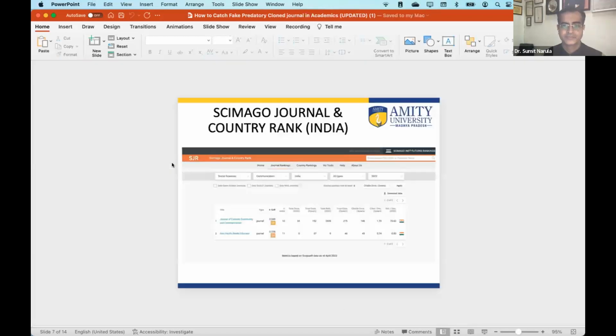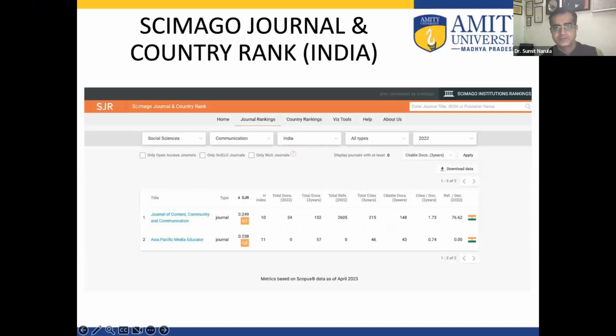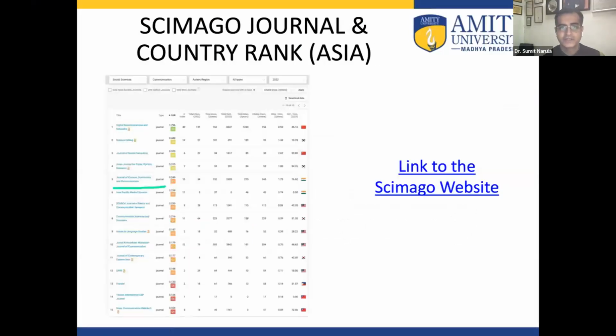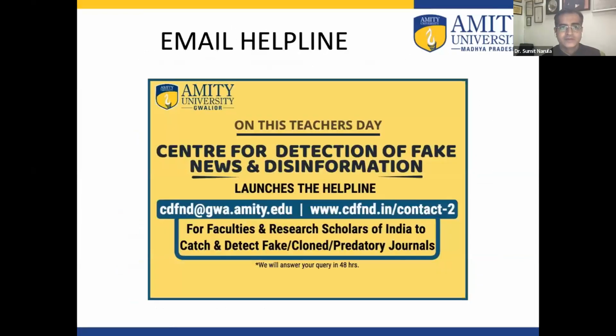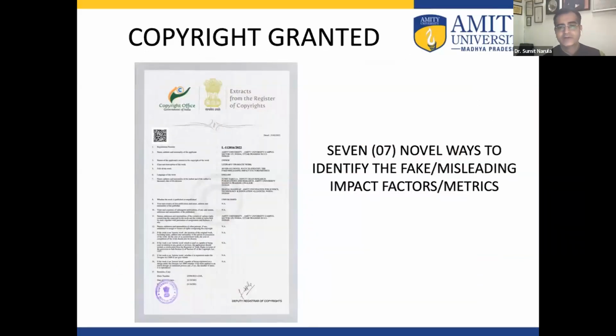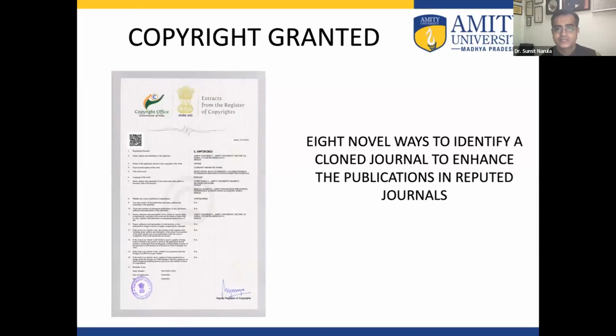This is the latest ranking. You can see our journal is at number 1 in India, and in Asia, we are at number 5. The helpline. Now, this is a copyright. We have got this unique copyright of 7 novel ways to identify the fake clone impact factor also. And we have got the 8 novel ways to catch a clone journal also. I will show you now the live examples of clone journals.